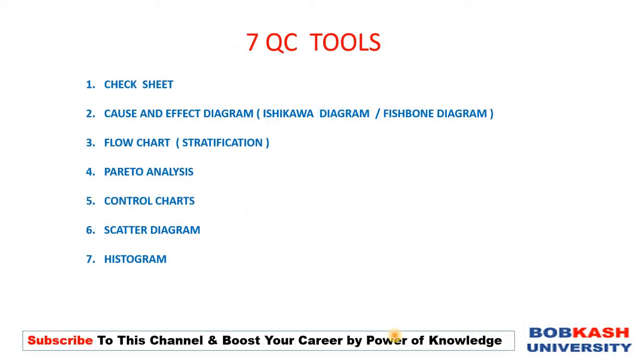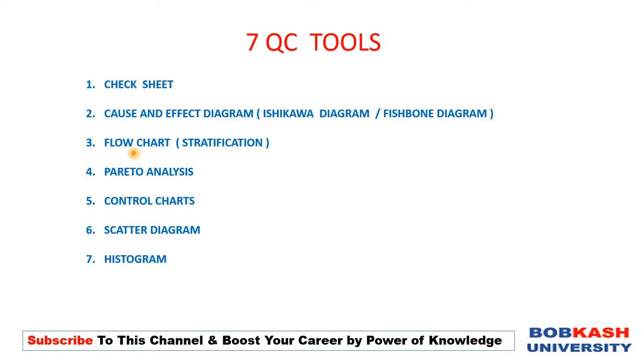So what are the 7 QC tools? They are very simple 7 QC tools that we are going to explain today. At number 1, we have the check sheet. Second QC tool is cause and effect diagram. It is also known as the Ishikawa diagram from the name of the person who invented it. And it is also known as Fishbone diagram because it looks like a fishbone.